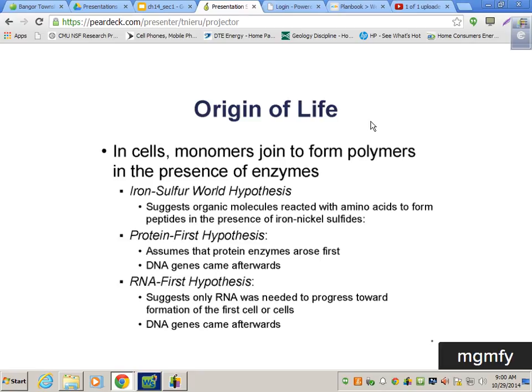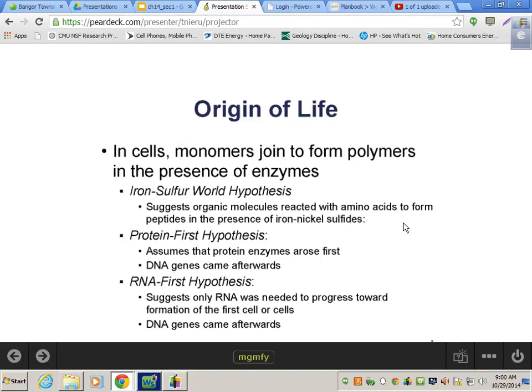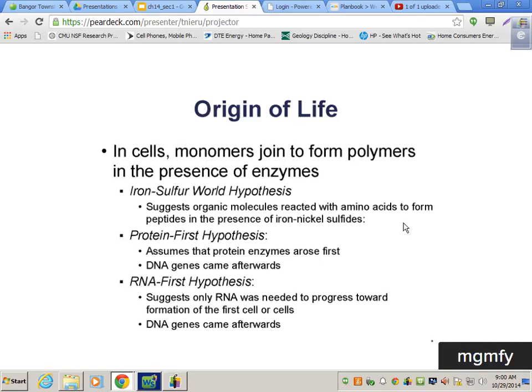But the first hypothesis we need to look at is the iron-sulfur world hypothesis, and this suggests that organic molecules reacted with amino acids to form peptides in the presence of iron-nickel sulfides. So this is suggesting that the amino acids would have formed first. I kind of like that, simpler to more complex. Then there's the protein-first hypothesis that assumes that protein enzymes arose first, then assembling other amino acids from their base structure, and that DNA came afterwards. And that one's a little more complicated, so my mind, for some reason, doesn't like that one.